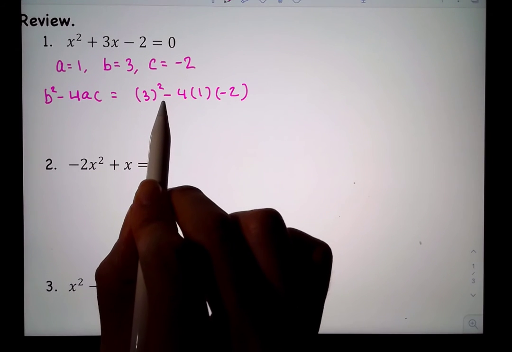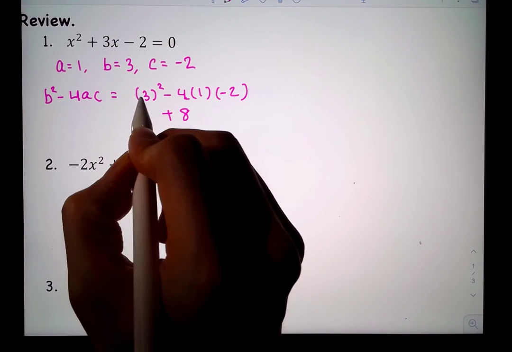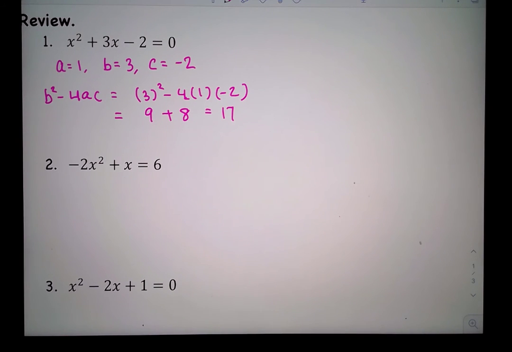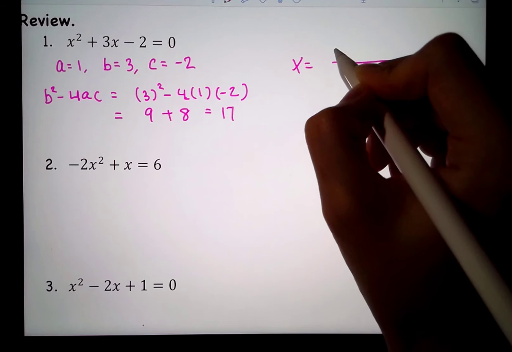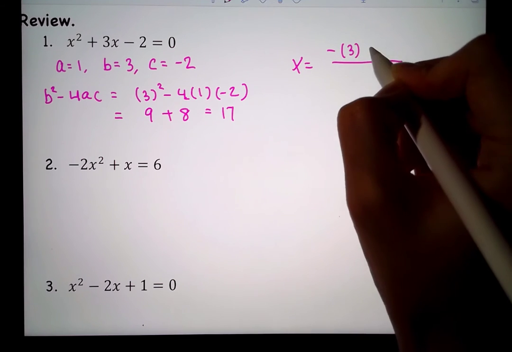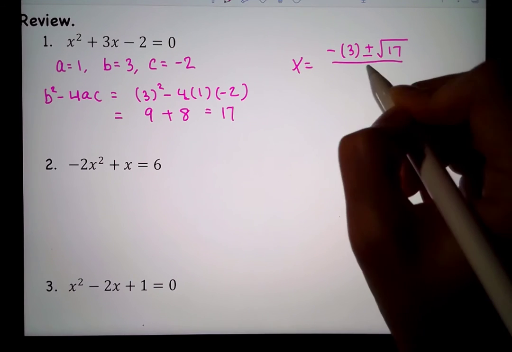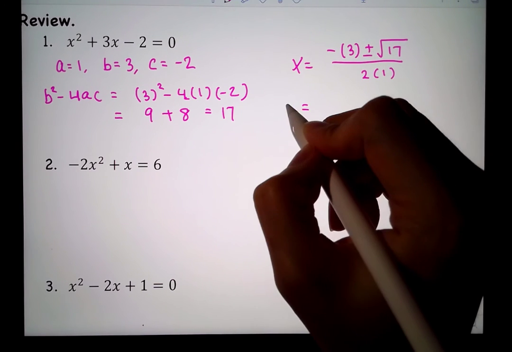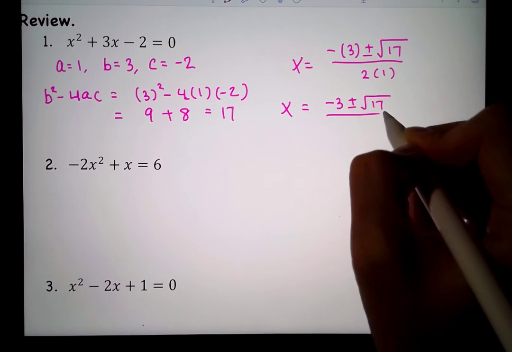You see this negative turns to positive. 4 times 2, you get 8. 3 squared is 9, so it will be 17. That number goes under the square root. So my solution will be negative b plus minus the square root of 17 over 2a. When you simplify that, it will be x equals negative 3 plus minus the square root of 17 over 2.